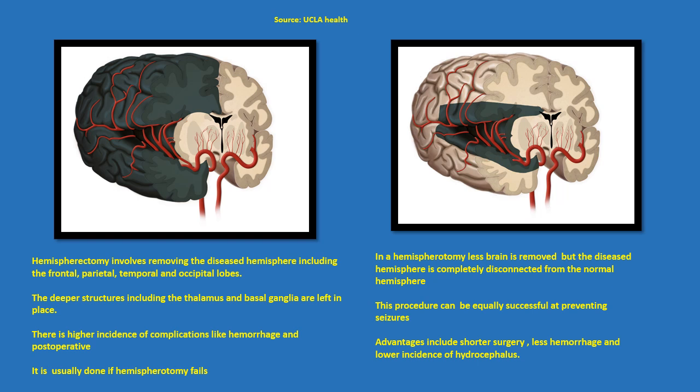On the right side, the figure shows a hemispherotomy where less brain is removed, but the diseased hemisphere is completely disconnected from the normal parts of the hemisphere. The procedure can be equally successful at preventing seizures. Advantages include shorter surgery, less hemorrhage, and lower incidence of hydrocephalus.